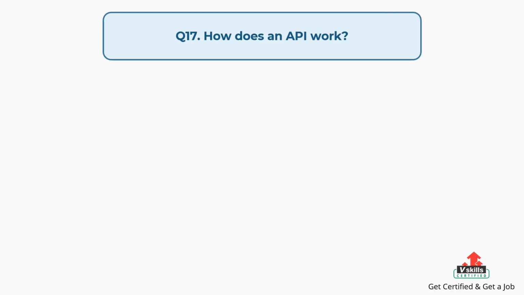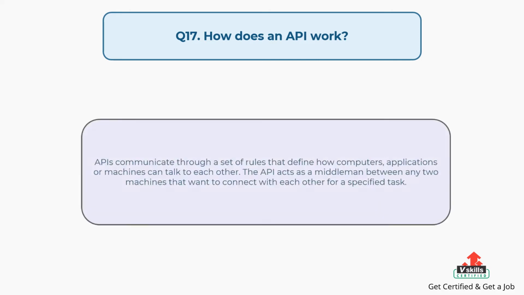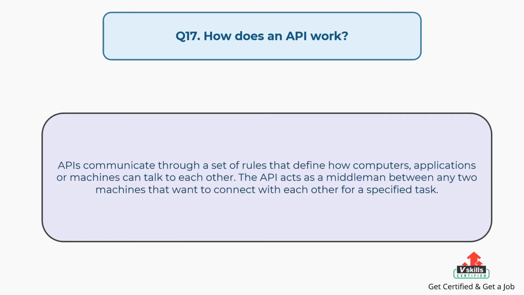Question number 17. How does an API work? The answer is: APIs communicate through a set of rules that define how computers, applications or machines can talk to each other. The API acts as a middleman between any two machines that want to connect with each other for a specified task.